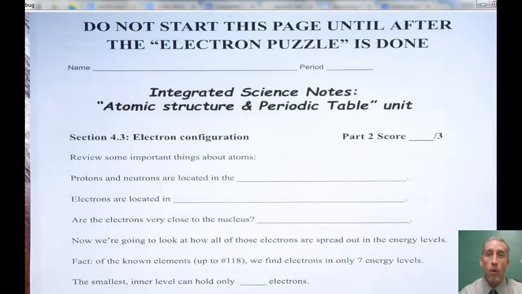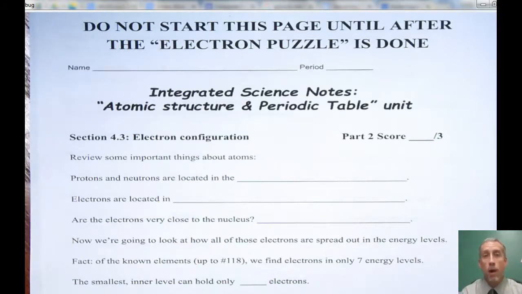It turns out most of the important properties of all of the elements, what makes hydrogen explosive, for example, or what makes iron so easy to rust, has to do with where the electrons are located. So we call that the electron configuration.